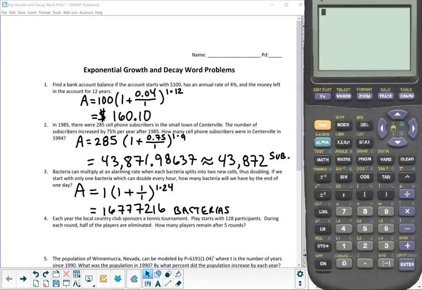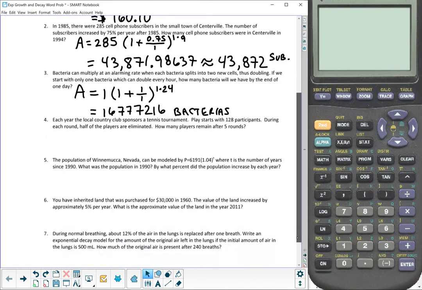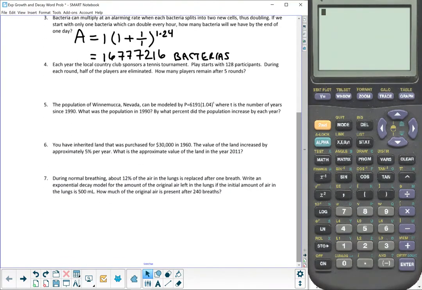Okay, that was fun. All right, number 4. Each year, a local country club sponsors a tennis tournament. Play starts at 128 participants. During each round, half of the players are eliminated. How many players remain after 5 rounds?